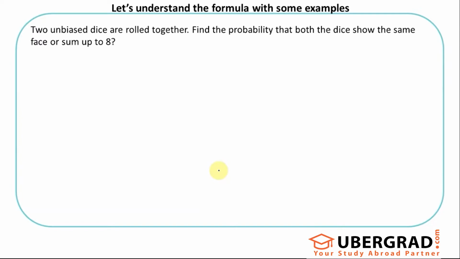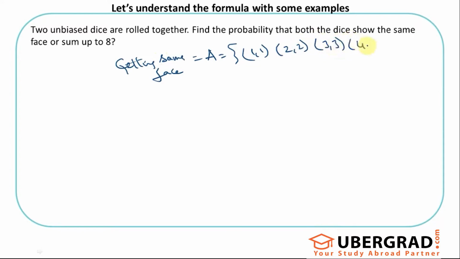So I have two unbiased dice which are rolled together. Find the probability that both the dice show the same face. So if I define event A as getting the same face on both the dice, right? What are the possible values? I get 1 1, I get 2 2, I get 3 3, I get 4 4, I get 5 5, I get 6 6, right? So there are 6 possible outcomes which satisfy this same face part.